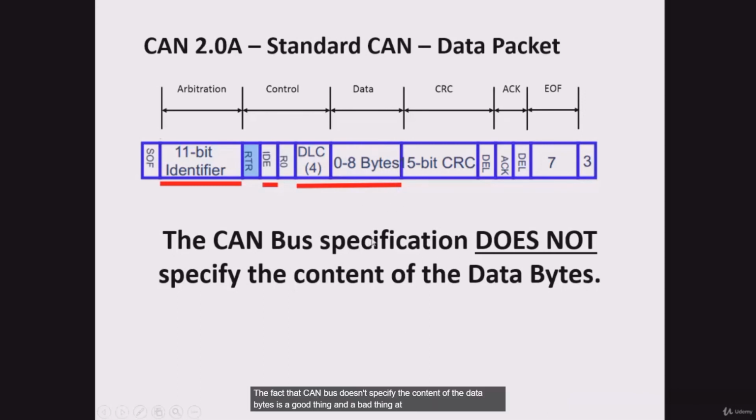The fact that CAN bus doesn't specify the content of the data bytes is a good thing and a bad thing at the same time. It's a good thing in the sense that it gives a lot of flexibility to the engineer. It's a bad thing in the sense of standardization. So that's the data byte field essentially. It's up to the engineer to determine what goes in here, because the CAN bus specification does not specify the number to use, well, except with the limit of 8, and the content and how the content is arranged. So that's the data byte field there.